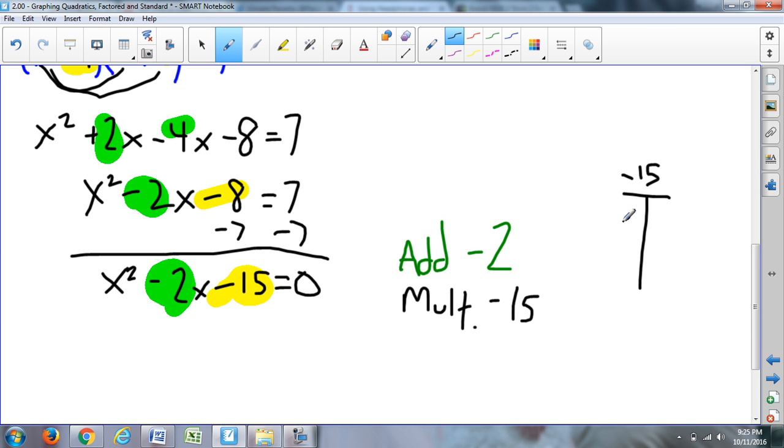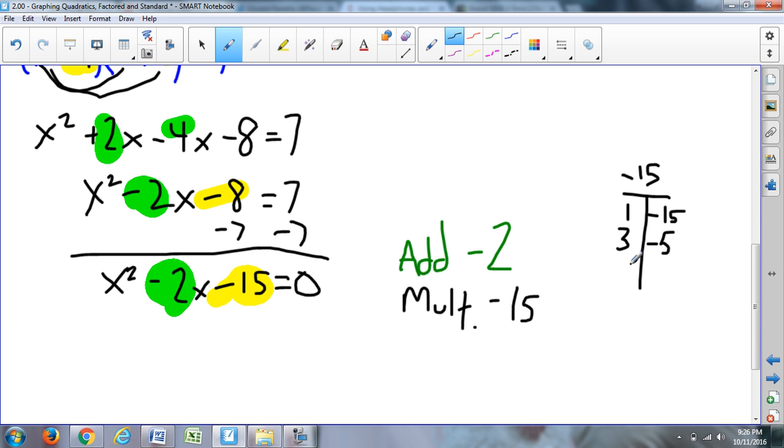All right, and they're trying to add to a negative, so I'm going to have my negatives be the larger column. We have 1 and negative 15. Do those add to negative 2? No. 2 and, that's not going to be a whole number, so I don't have to do 2 and 7.5. I can do 3 and negative 5. Do those add to negative 2?